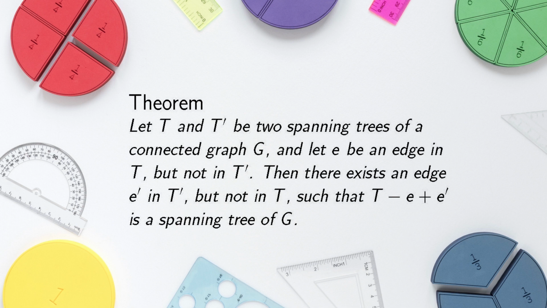Then there exists an edge E dash in T dash but not in T, such that T minus E plus E dash is a spanning tree of G. So what essentially are we given here? We are given two spanning trees of a connected graph G, say T and T dash, and we are given one edge, say E, of the tree T but which is not in the tree T dash.